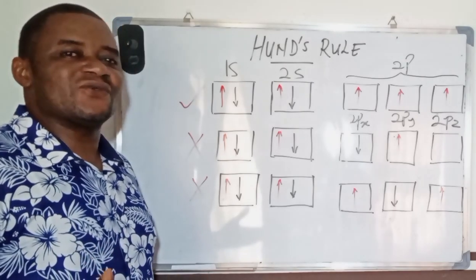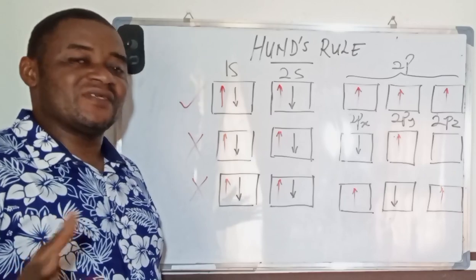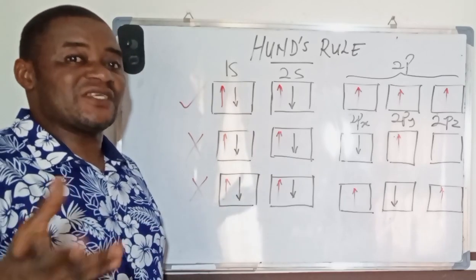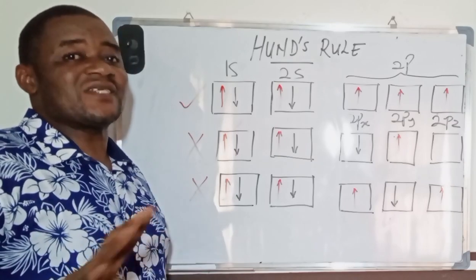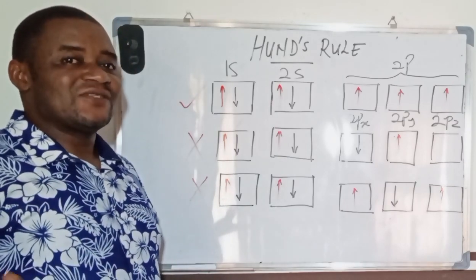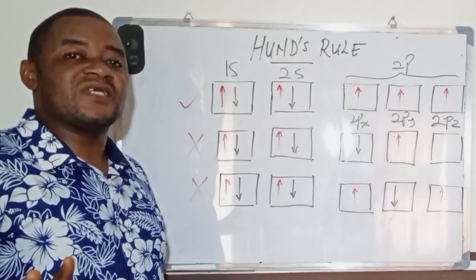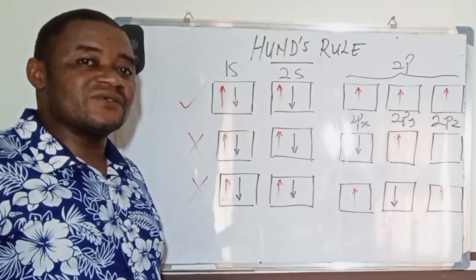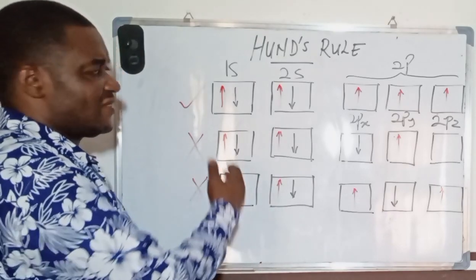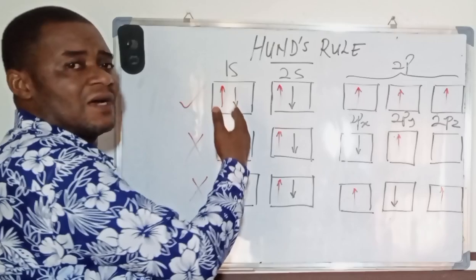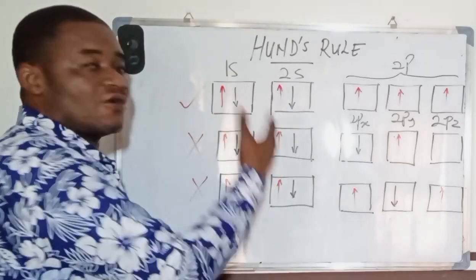So if you are not able to understand Hund's rule, or Hund's rule of maximum multiplicity, you will not be able to determine the ground state electronic configuration of atoms and molecules, especially looking at the most stable configurations or the lowest energy configurations, as we said. So you must understand Hund's rule in terms of its multiplicity and in terms of the filling of the various electrons.